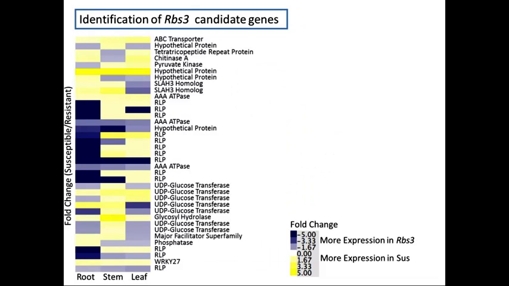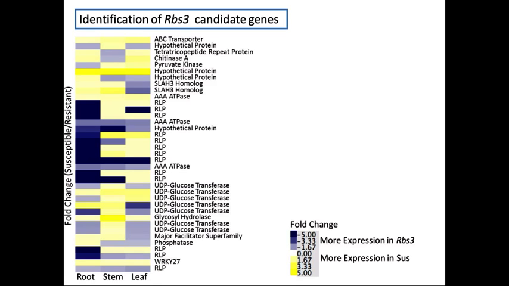So in this RBS3 region on chromosome 16, there are 37 genes. The genes are listed in this heat map. 21 of those genes were significantly differentially expressed in my data set. This heat map is made based on fold change differences. So if the gene is blue, it's expressed more in the resistant genotype. If it's yellow, it's expressed more in the susceptible. And this is expression in all 3 tissues, the roots, the stems, and the leaves.